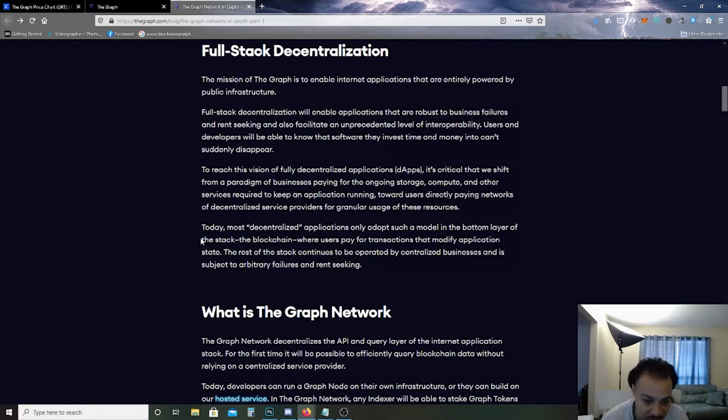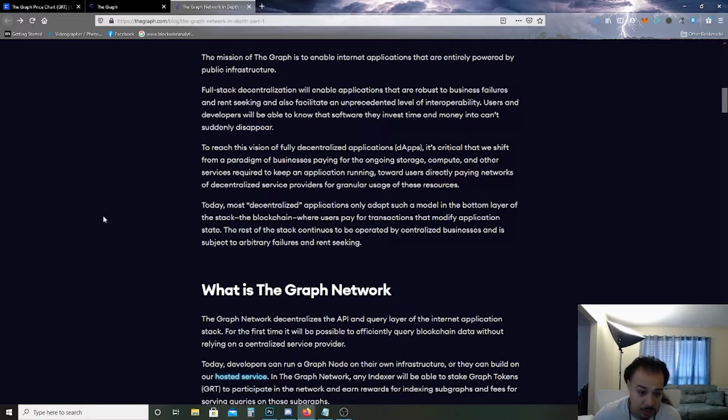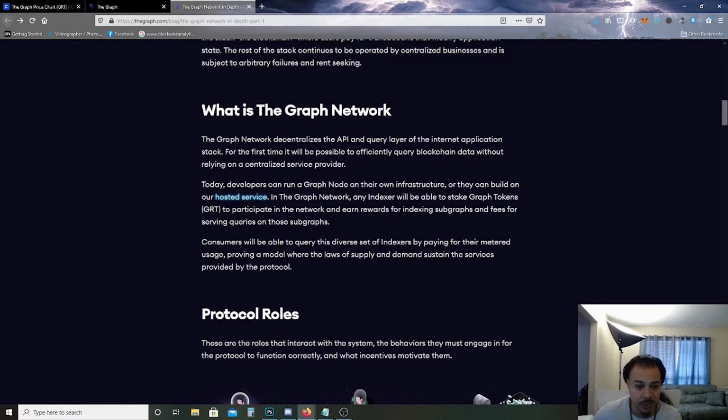Today, most decentralized applications only adopt such a model in the bottom layer of the stack, the blockchain, where users pay for transactions that modify application state. The rest of the stack continues to be operated by centralized businesses, and it's subject to arbitrary failures and rent seeking. I believe I read this for you.